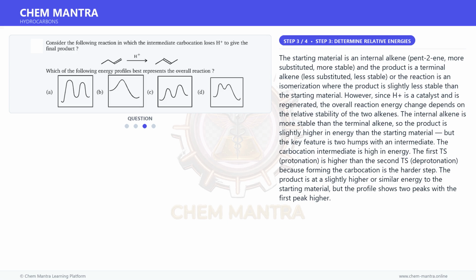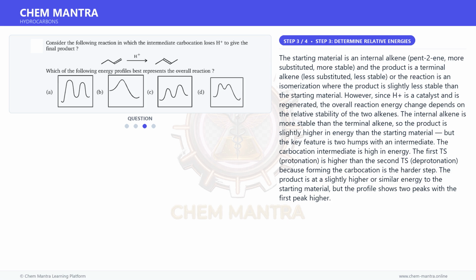The starting material is an internal alkene, pent-2-ene, more substituted, more stable, and the product is a terminal alkene, less substituted, less stable. The reaction is an isomerization where the product is slightly less stable than the starting material. However, since H+ is a catalyst and is regenerated, the overall reaction energy change depends on the relative stability of the two alkenes. The internal alkene is more stable than the terminal alkene, so the product is slightly higher in energy than the starting material, but the key feature is two humps with an intermediate.